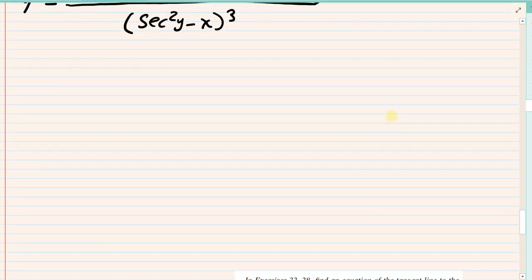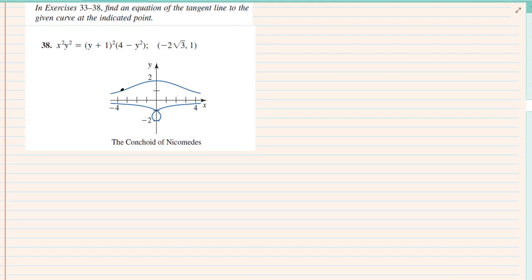Let's take a look at another exercise here. Let me bring up this next exercise. Okay, now in exercise number 38, the question reads, find the equation of the tangent line to the given curve at indicated point. The point that they have in mind is negative 2 root 3 comma 1. Now square root of 3 is approximately 1.7 times 2, that's negative 3.4-ish, 3.5-ish, and 1, that would be about here, right, that point.